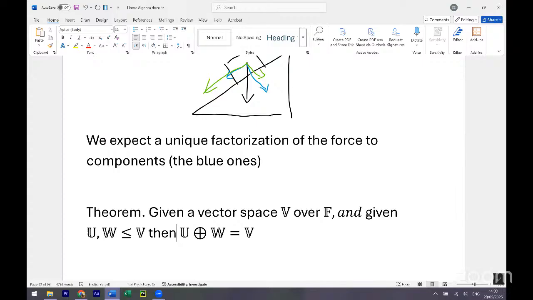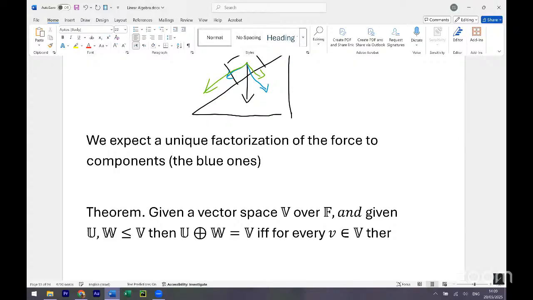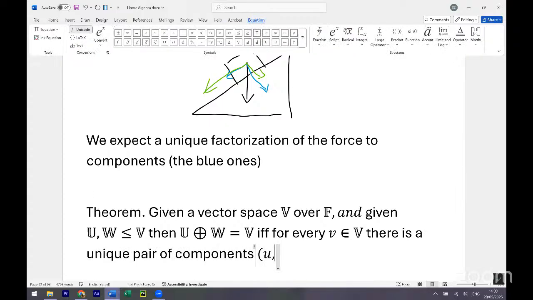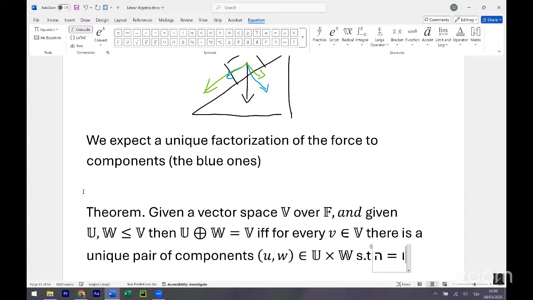then their direct sum is V if and only if for every vector in the vector space there is a unique pair of components (u, w) in U cross W. That's from discrete mathematics, the set of pairs, okay? Such that v is u plus w.